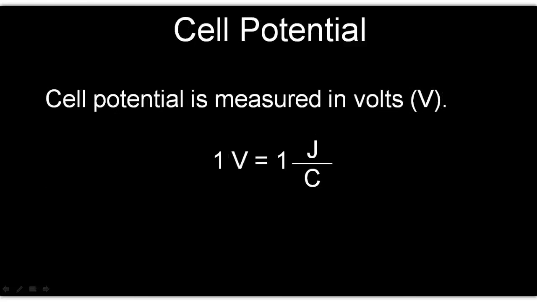This is measured in volts, and to break that down, which you don't need to worry about too much, a volt is equal to a joule per coulomb. We'll look at that more when we talk about Faraday's law, or Faraday's constant, excuse me.